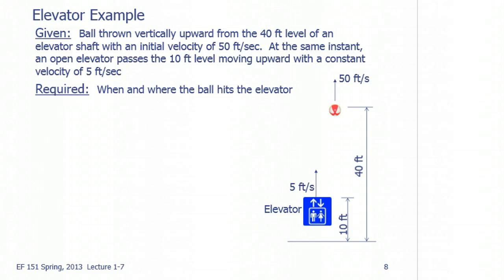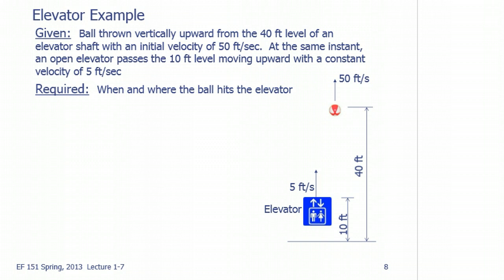Alright, final slide. This has been interesting. We've got an elevator example. We're given a ball thrown vertically upward from a 40-foot level, initial velocity 50 feet per second. Same instant, an open elevator passes the 10 feet level, moving upward with a constant velocity of 5 feet per second. So we got two things moving again, and we want to find out where and when they meet.